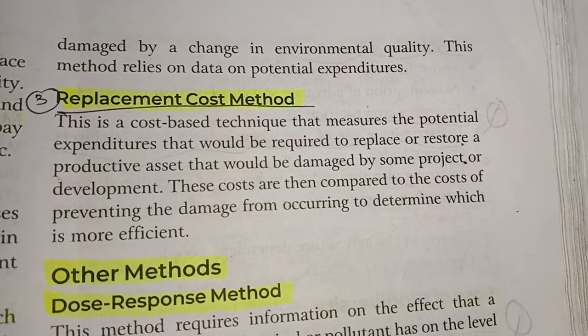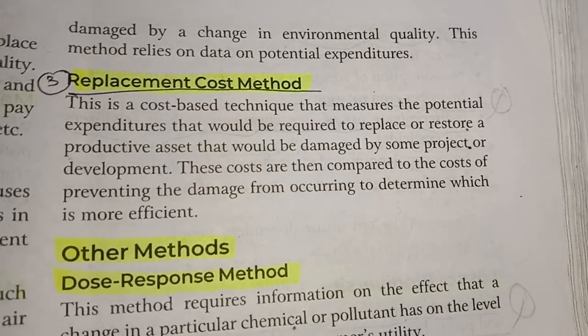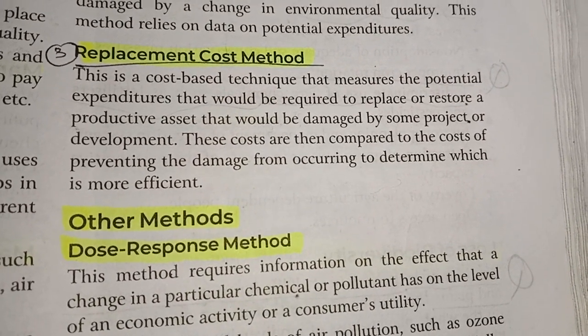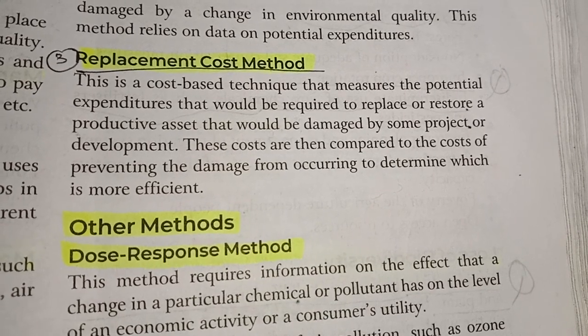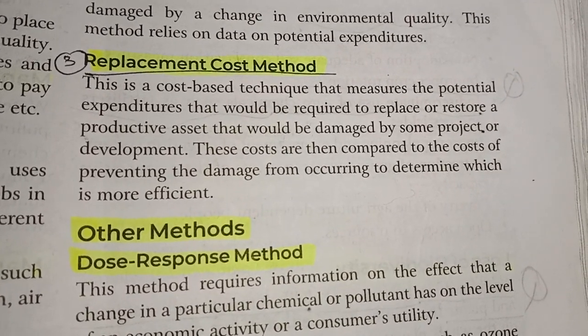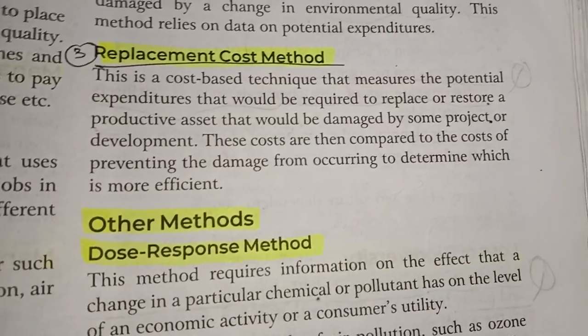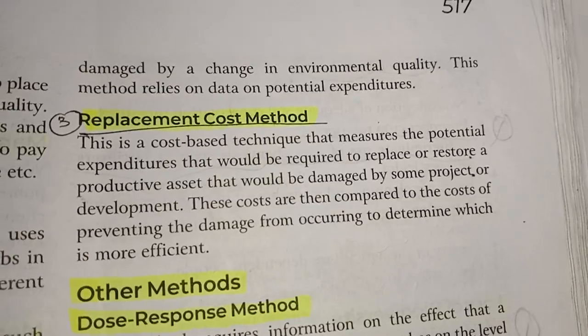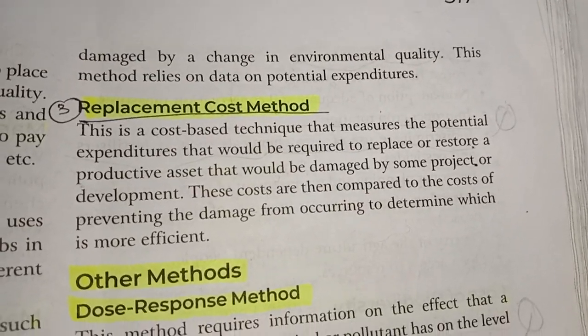Replacement cost method. This is a cost-based technique that measures the potential expenditure that would be required to replace or restore a productive asset that would be damaged by some project or development. These costs are then compared to the cost of preventing the damage from occurring to determine which is more efficient.